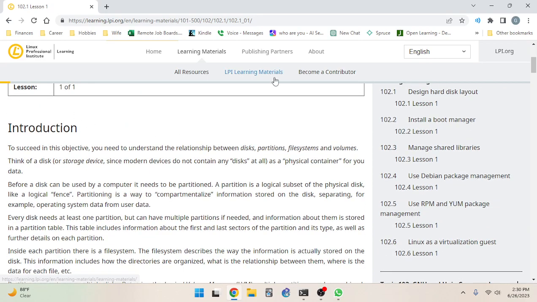So introduction in order. So to succeed in this objective, you need to understand the relationship between disks, partitions, file systems, and volumes. Think of a disk or storage device, since modern devices do not contain any disks at all, as a physical container for you data.